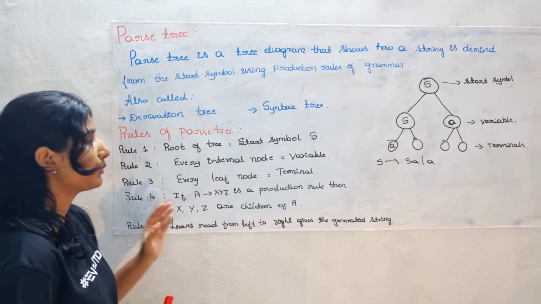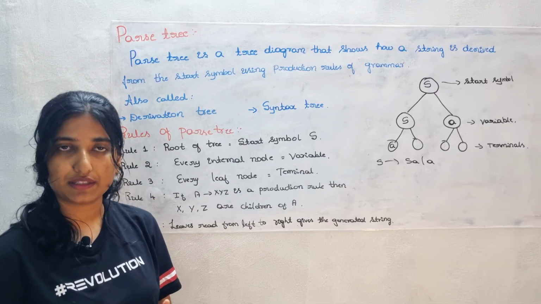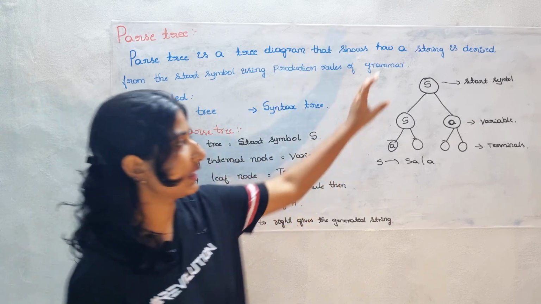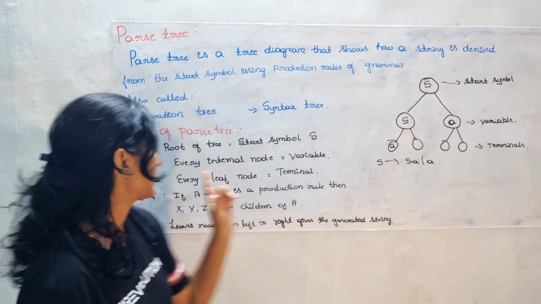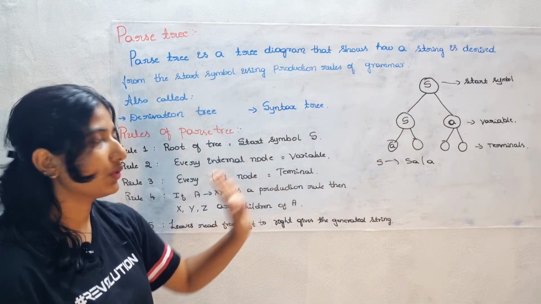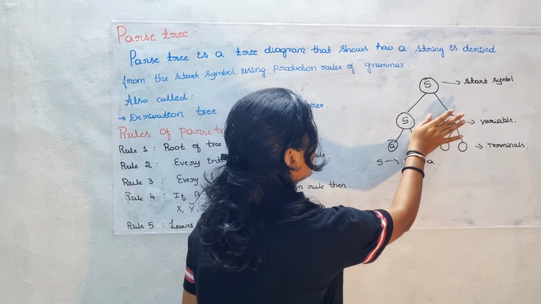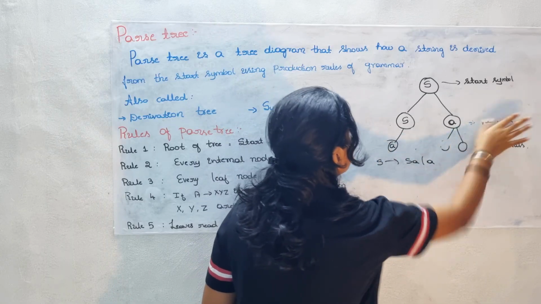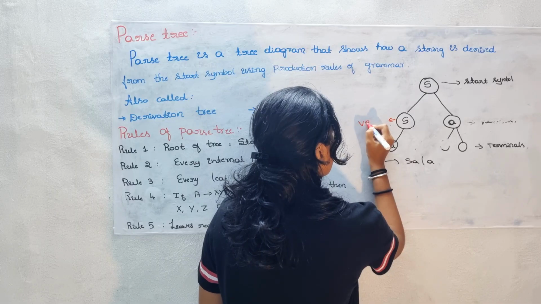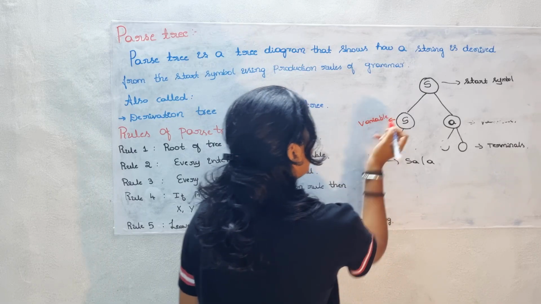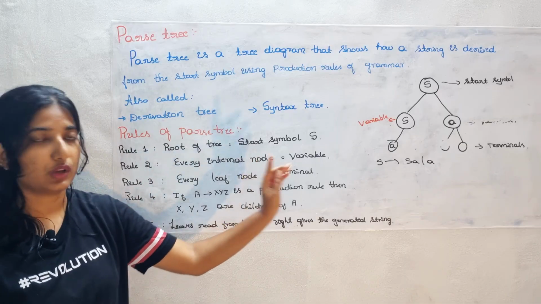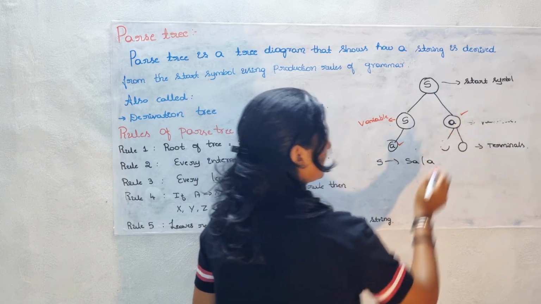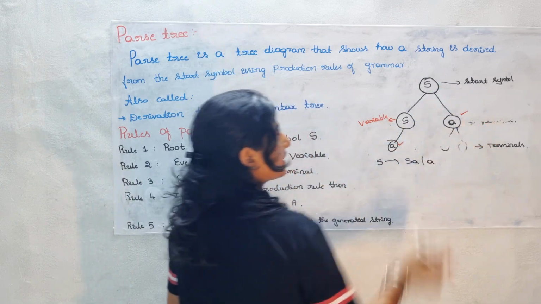Clear? Now we have some rules to build a parse tree. Rule number 1: the root of the tree is the start symbol S. Which one is the root of the tree? Start symbol S. And every internal node is a variable. Internal node means capital letters. So here S is a variable. Clear? And every leaf node is a terminal. This one and this one are terminals, which means they don't have children, okay?